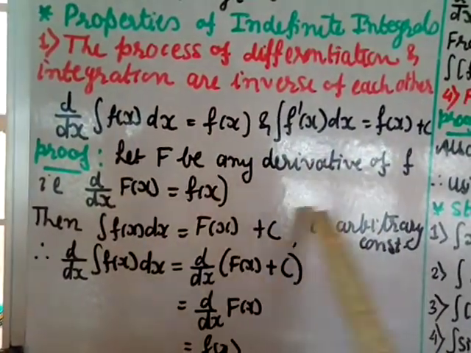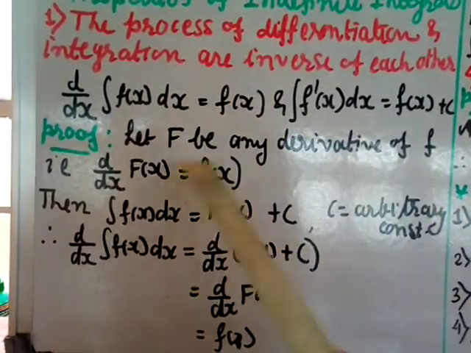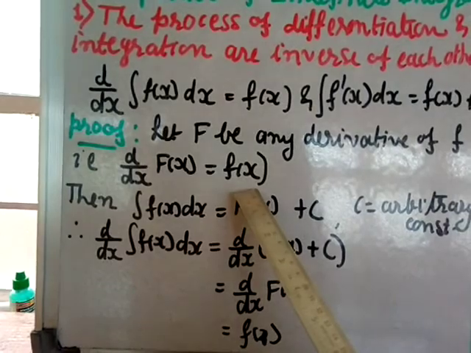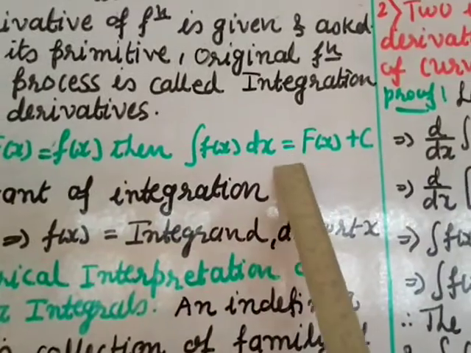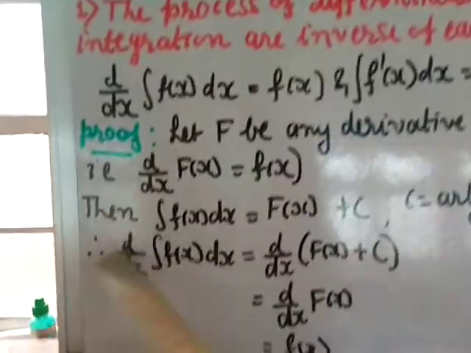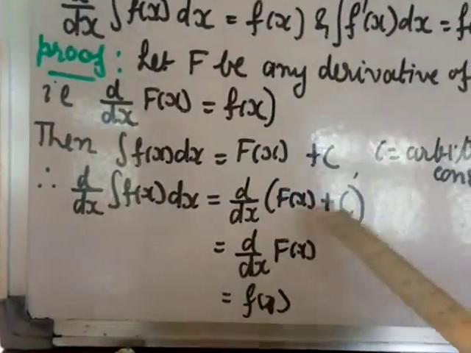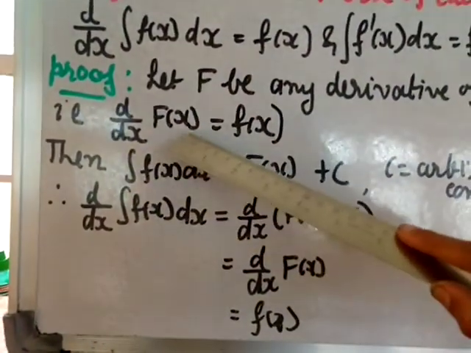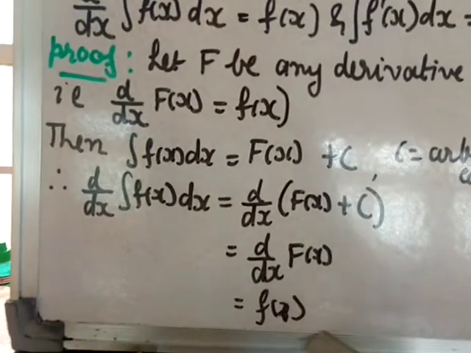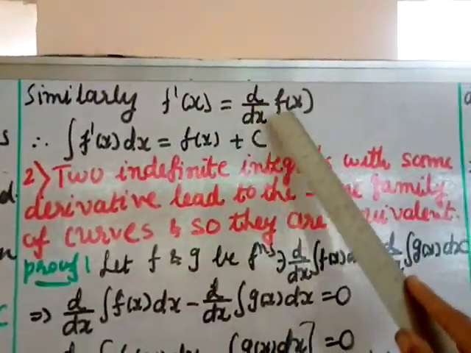Now let us prove this. Let f be the derivative of F. Now if I say f is the derivative of F, it means d by dx of F(x) equals f(x). Then integral f(x) dx is equal to F(x) plus c. Differentiate both the sides, so d by dx of integral f(x) dx is equal to d by dx of F(x) plus c. The derivative of c will be 0, so I will get d by dx of F(x). But from here, d by dx of capital F(x) is small f(x), so we put it equal to f(x). So we have found d by dx of integral f(x) dx is equal to f(x). Similarly, f dash x is equal to d by dx of f(x).